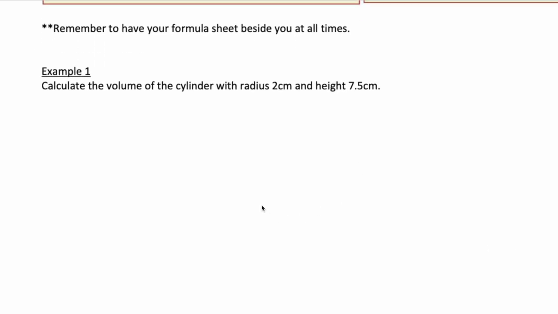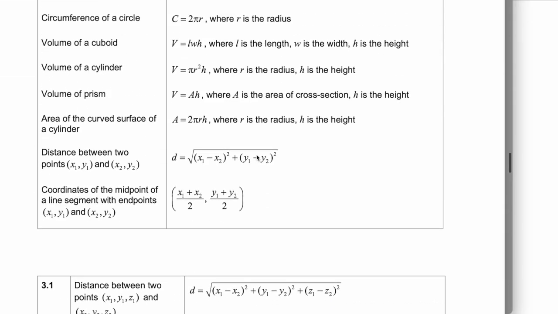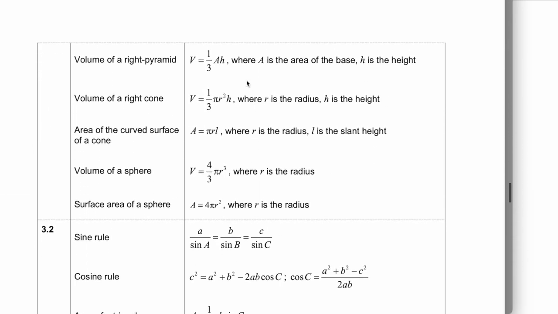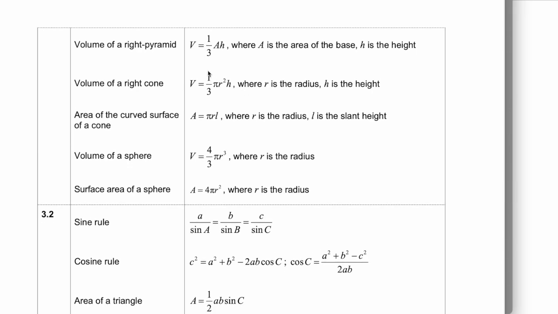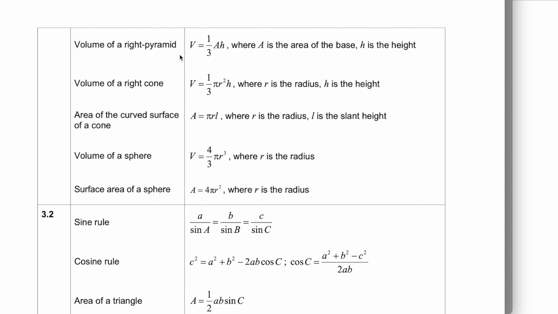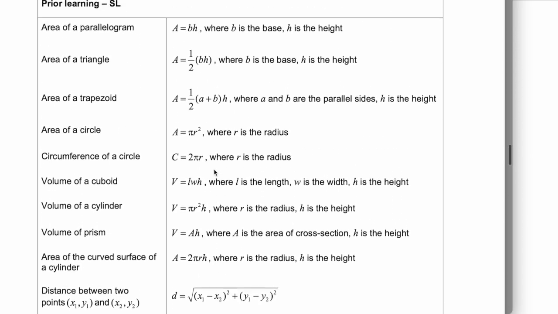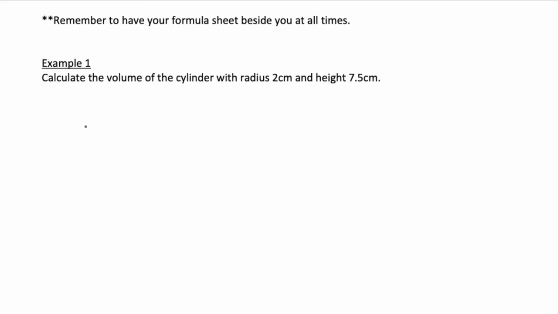So for the volume of a cylinder, you can merely look it up in the formula booklet. They have some formulas under prior learning, and then some of the more advanced formulas are on the next page, considered perhaps new learning. Okay, so we have a cylinder. The volume of a cylinder is pi r squared h. So write down the formula first, pi r squared h, and it's simply given in the question.